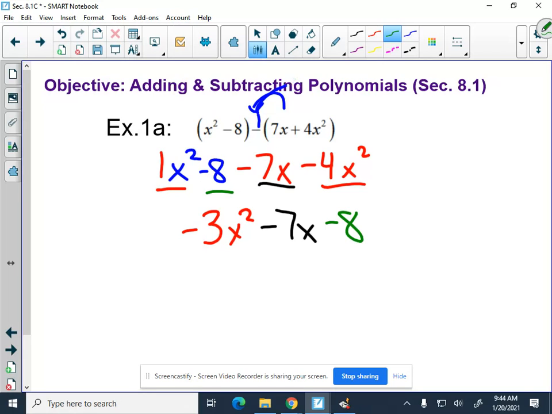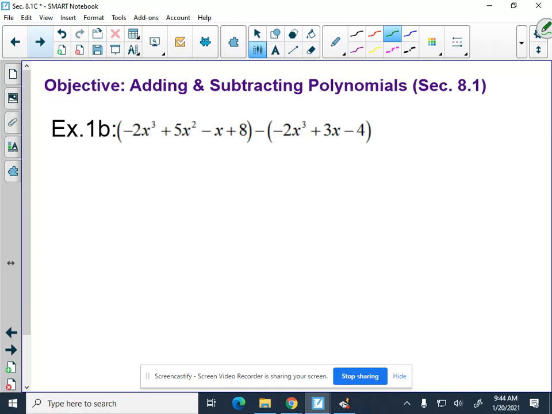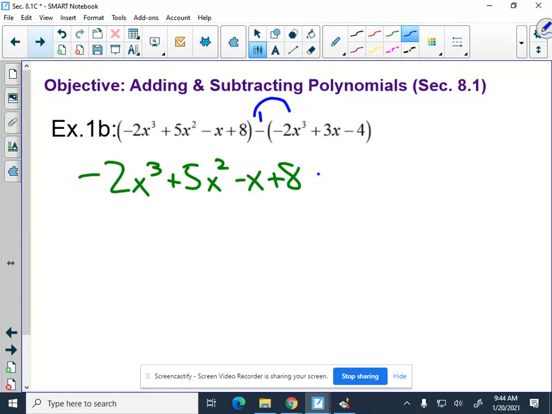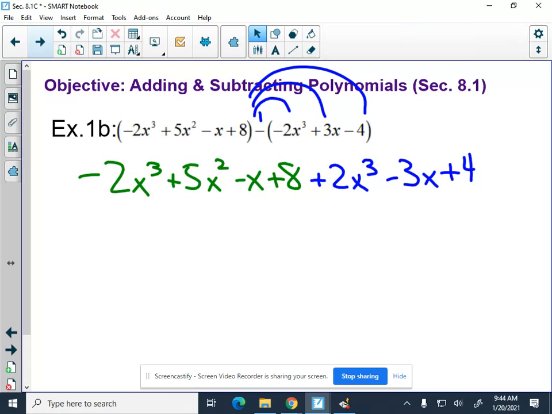Ready for part B? Almost there. So first thing we want to do is remove the parentheses. -2x to the third plus 5x squared minus x plus 8. In removing the parentheses, this is a -1, and we multiply, we get plus 2x to the third minus 3x plus 4. Notice all my numbers that I wrote in blue, I did that on purpose so you would see, inside they were the opposite. The negative changed all 3 of them. Did I do it correctly? Everybody agree with me? All right.